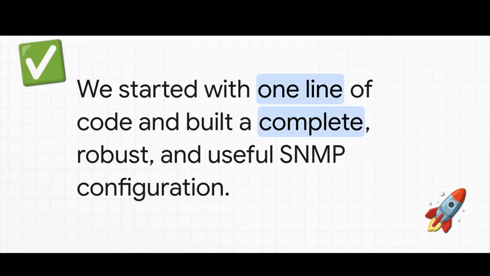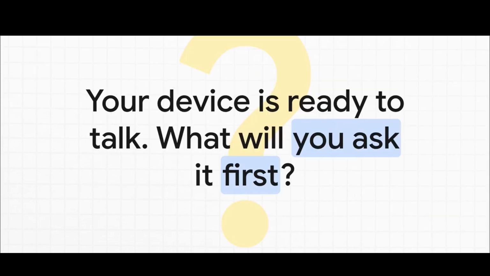And just like that, there you have it. We started with just a single, simple line of code. And by layering on security, then context, and then alerts, we've built a robust and genuinely useful configuration that you can actually deploy with confidence. So we've just given your network device a voice. We've taught it how to speak to your management system. The only question left is, with all this new visibility at your fingertips, what are you going to ask it first?